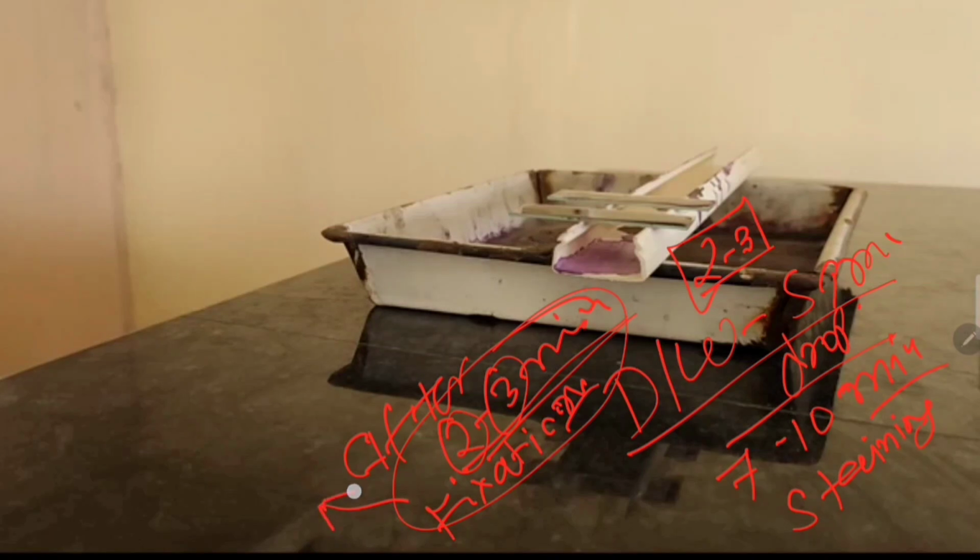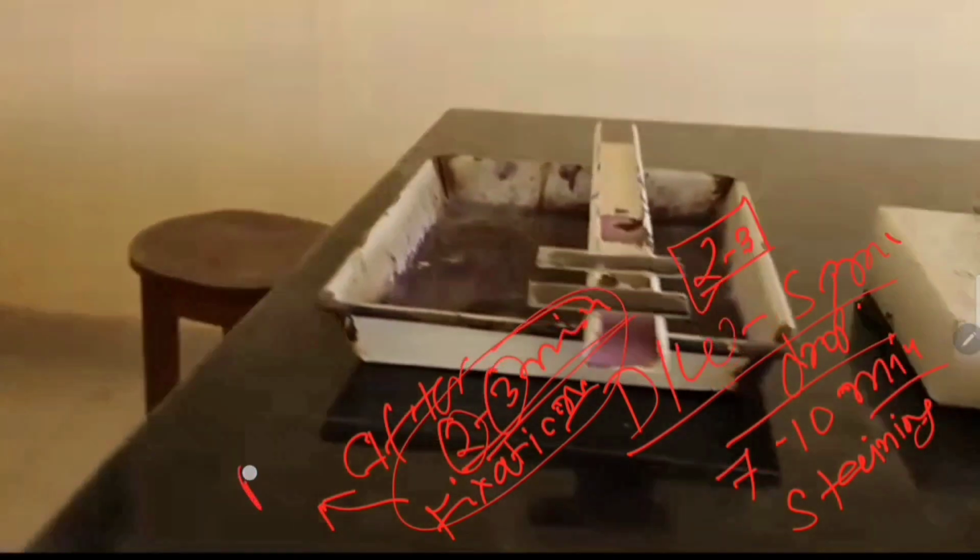Which part of the Leishman stain will fix your slide? Methyl alcohol, acetone free, by precipitation of protein present in the cell membrane. After adding distilled water, we wait for 7 to 10 minutes for staining, because distilled water will actually ionize the solution, and then the solution will go inside the cell, penetrate and stain it. And after that we should wash it.